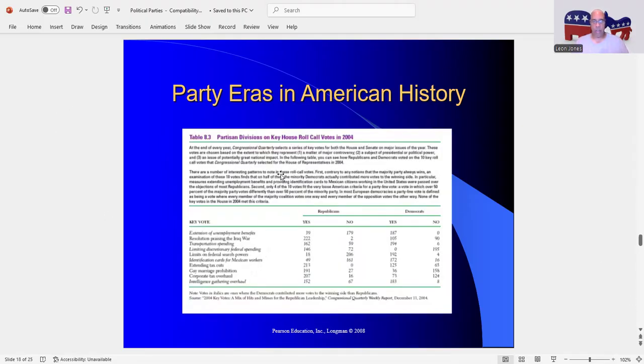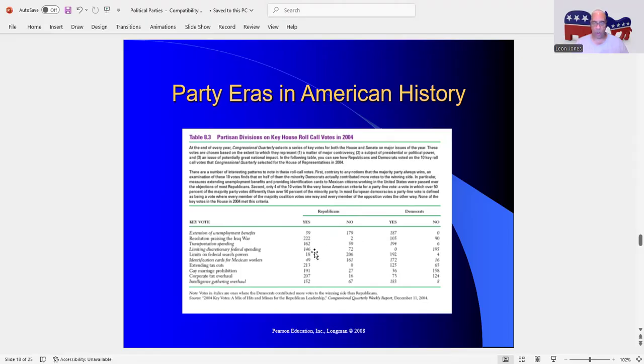And again, here are the partisan divisions on the key House roll call votes in 2004. One of them, you talk about the resolution for the Iraq war, tax cuts, the yeses and the nos. This is the Democrats. Extension of unemployment benefits, and this is how you know they're partisan. See, the Democrats voted 187 yes and no nos. Well, the Republicans voted 39 yes and 179 no's.